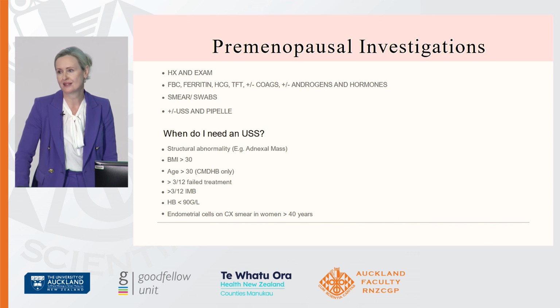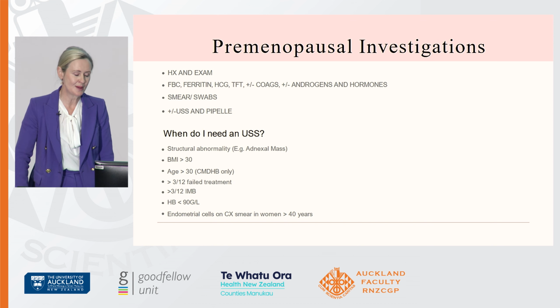Any structural abnormality, for example, if you examine them and they've got an adnexal mass, BMI over 30, if you're in the Counties catchment, if you're over 30 years old, more than 3 months of failed treatment, more than 3 months of intermenstrual bleeding, and a haemoglobin of less than 90, or endometrial cells on a cervical smear in a woman over 40 years of age.